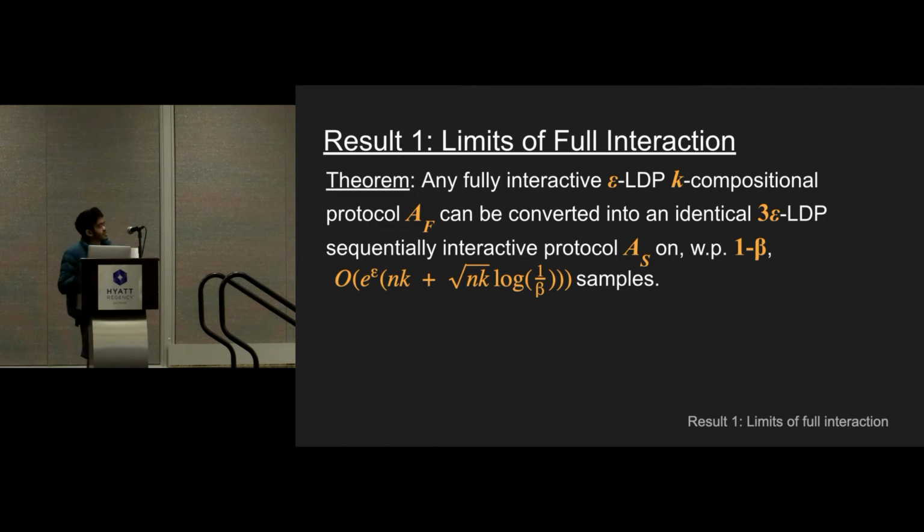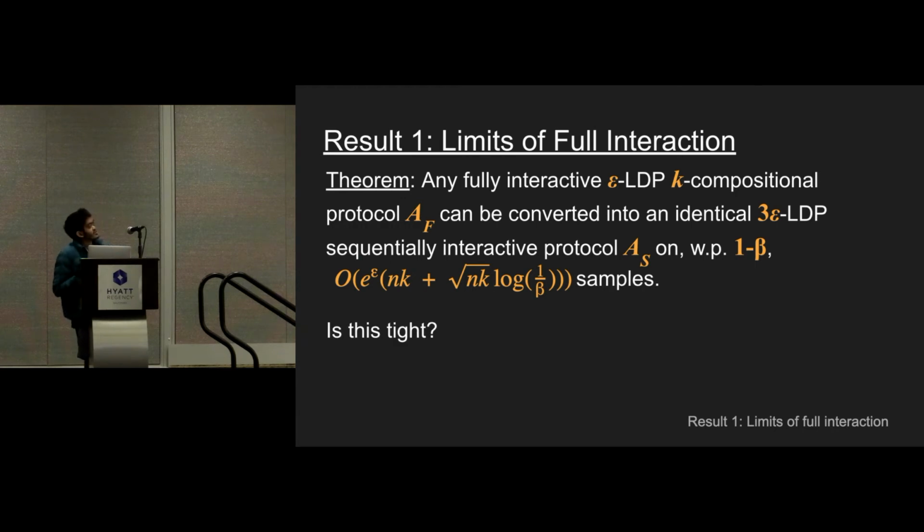So the formal statement of our first result is that any fully interactive epsilon locally private k compositional protocol can be converted into an identical sequential protocol with an e to the epsilon times k blow up in the number of samples, compared to the sample complexity of the original protocol. So we pay this cost that's parameterized by the compositionality of the original protocol.